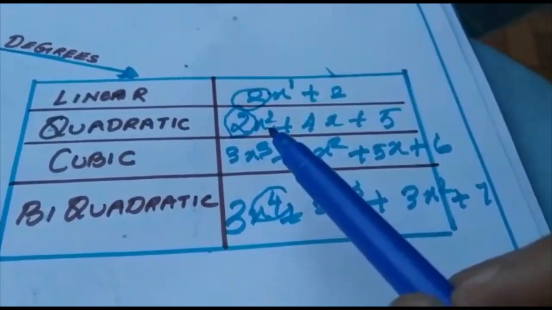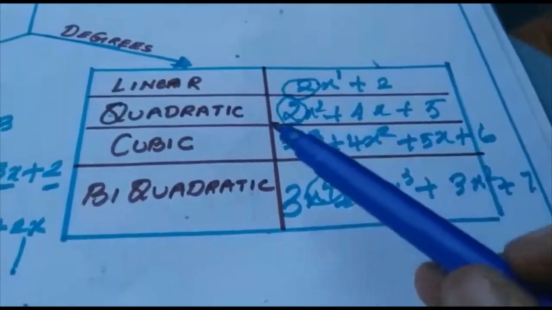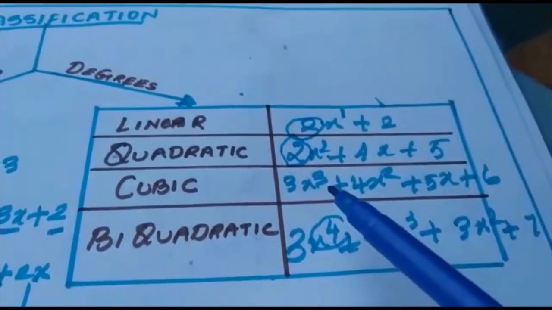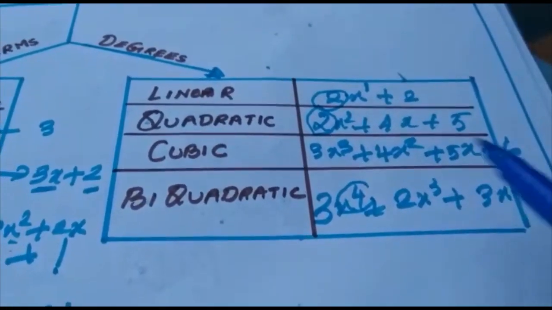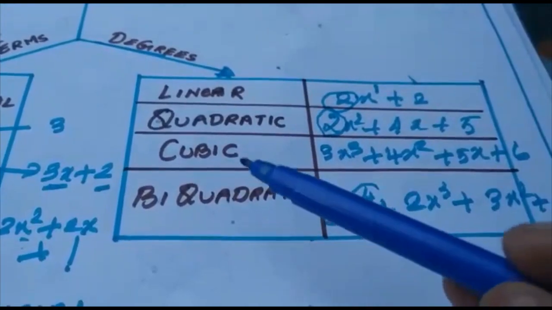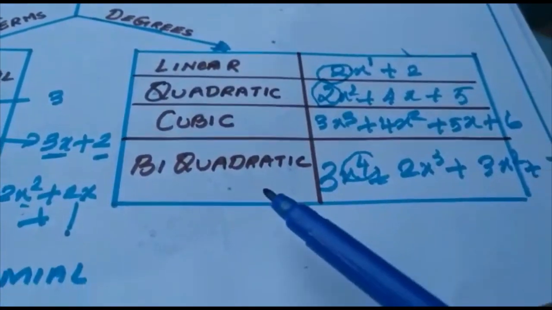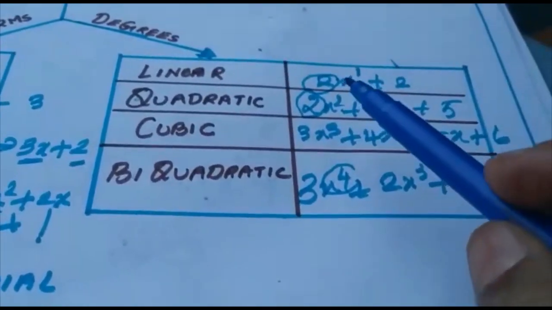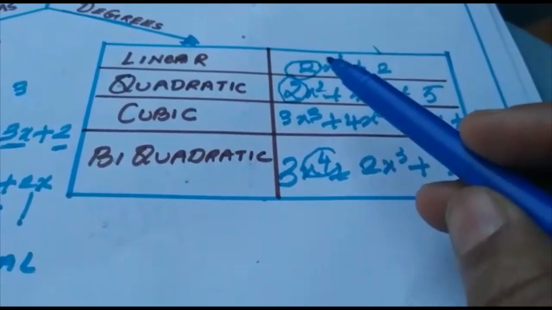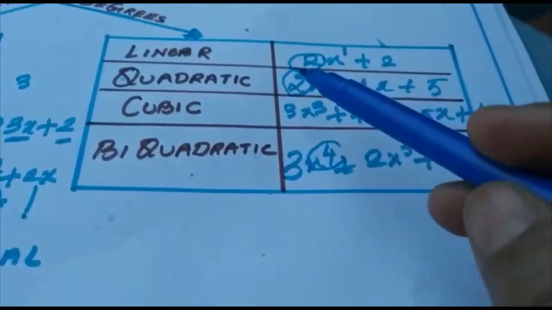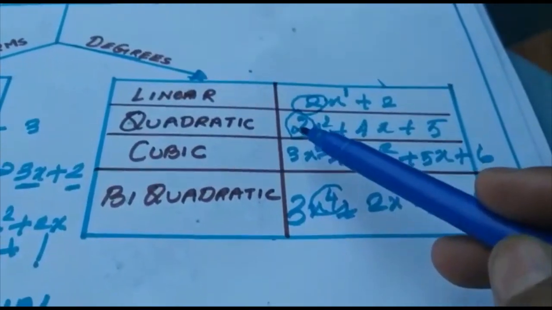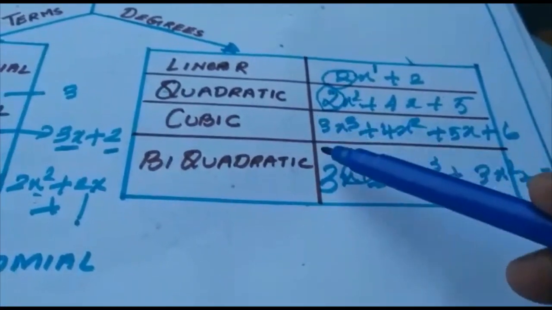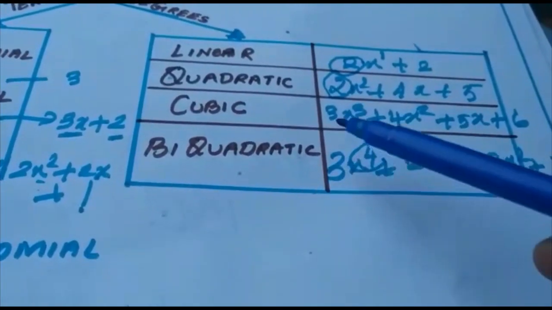What about here? 2x square plus 4x plus 5. What is the highest power over here? 2. So it is quadratic. Next example, 3x cube plus 4x square plus 5x plus 6. Here the highest power is 3. So you call it cubic. Biquadratic, highest power is 4. And also see to it that the coefficient of the highest power should not be equal to 0. Here it is 2, it's not equal to 0. Check everywhere that the coefficient of the highest power should not be equal to 0.